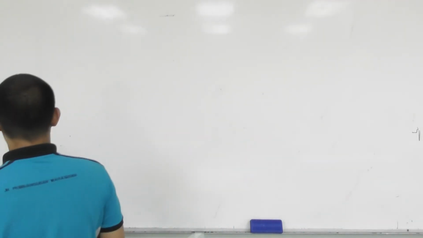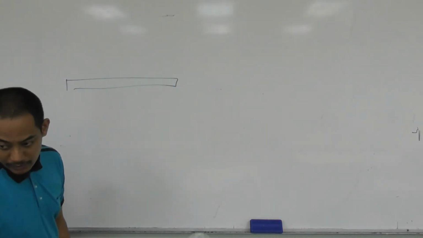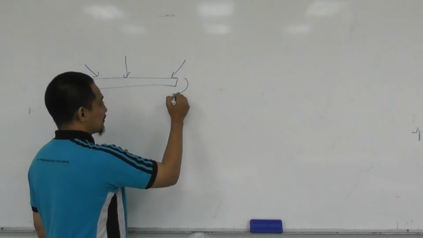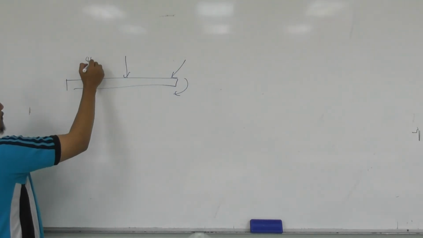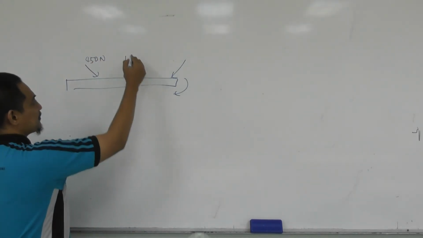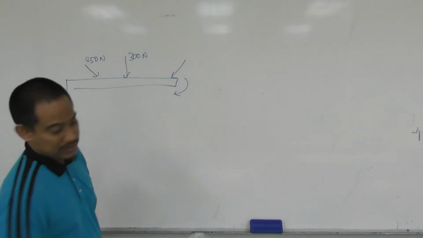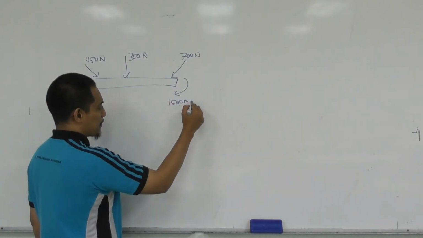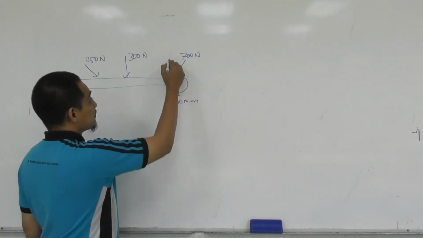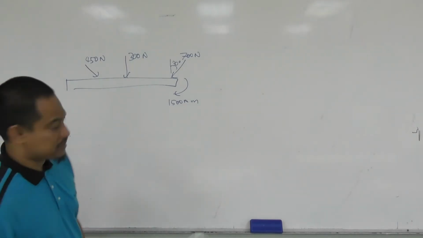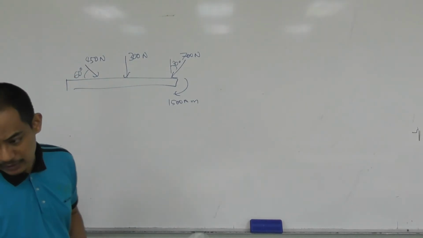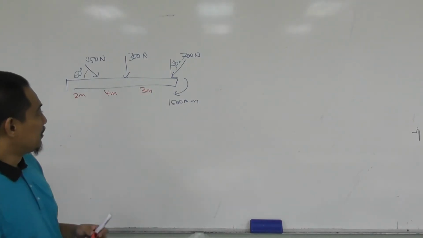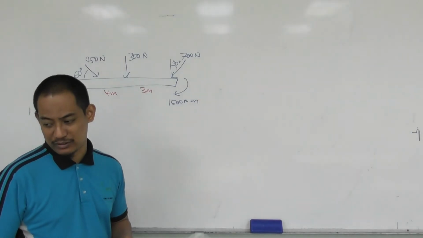If you have something like this, where you have this force, this force, this force, and this force, let's say 450 Newton, 300 Newton, 700 Newton, 1500 Newton, 30 degrees, 60 degrees, and the distances 2 meter, 4 meter, 3 meter. The question says: what is the equivalent resultant force and couple moment acting at A.